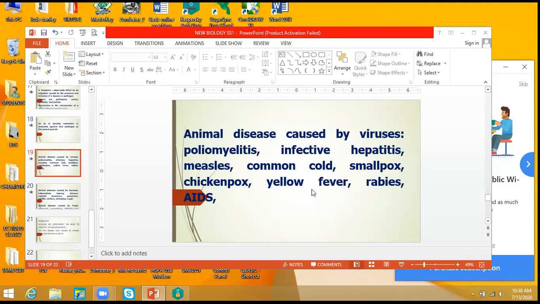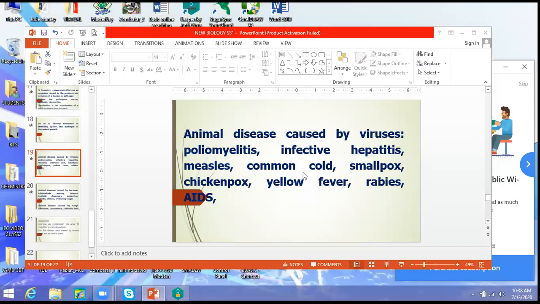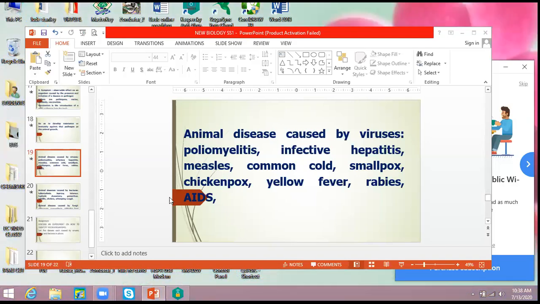Yellow fever is a disease caused by virus. Rabies, AIDS, acquired immunodeficiency syndrome, AIDS. And then you have common cold, measles. Measles is caused by viruses, smallpox, etc. So these are some animal diseases caused by viruses. Now let's look at other animal diseases caused by bacteria and fungi.